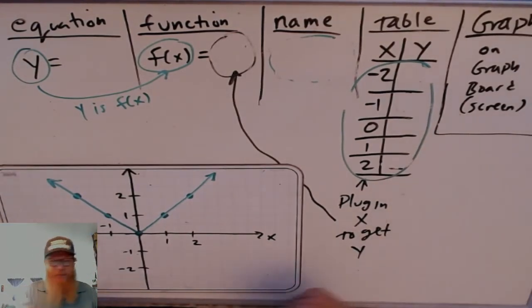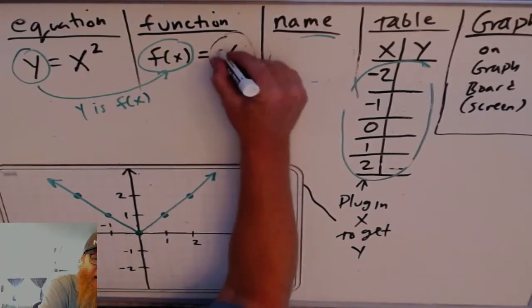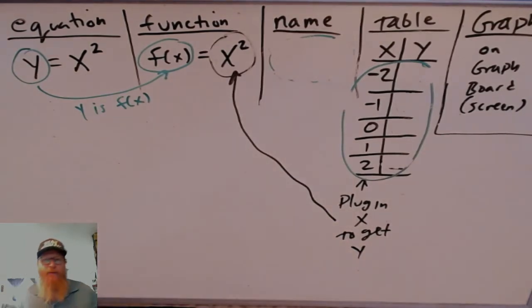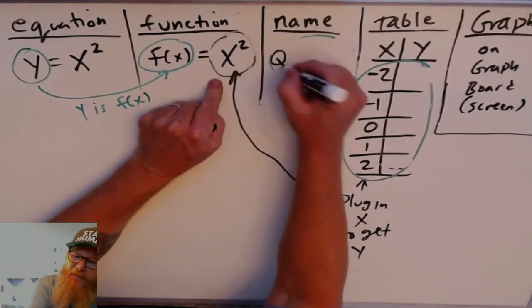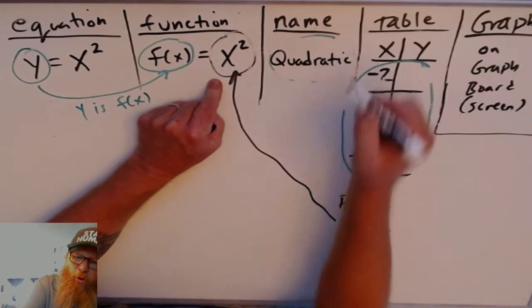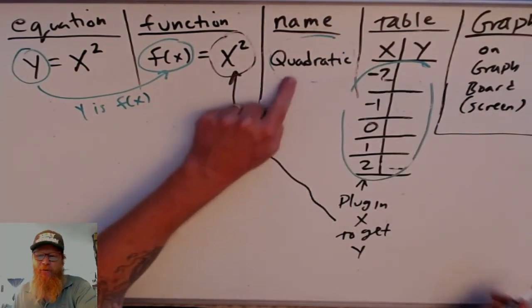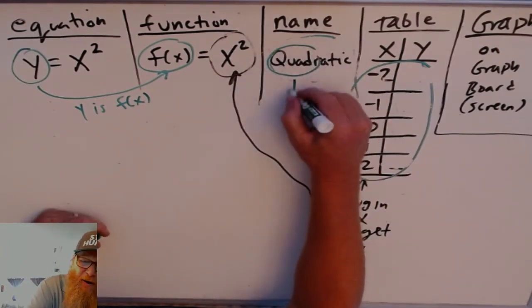All right, the next one, y equals x squared, or f of x equals x squared. The name, this one's a little tricky. It's not called the square function. It's called the quadratic function. Remember, quad means square.